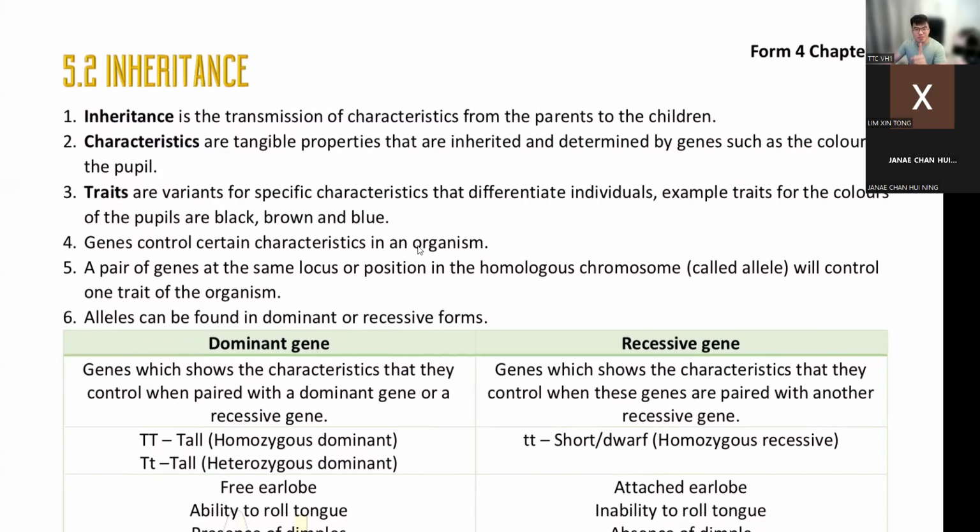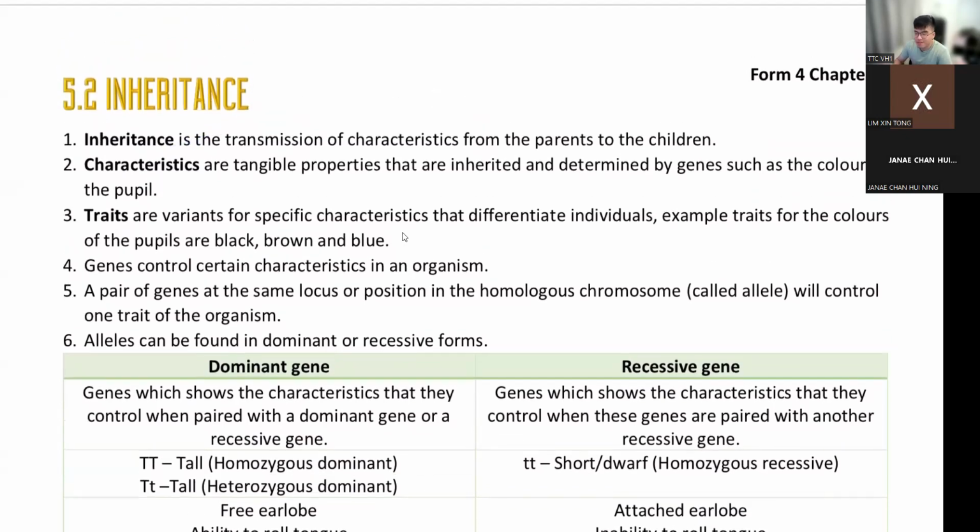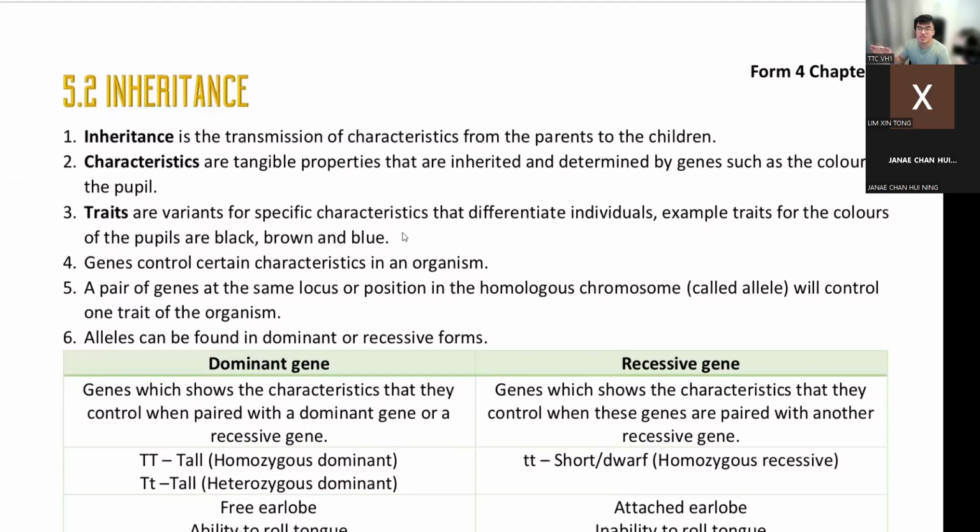Okay, let's look at 5.2. This is important. This is the most important part of this chapter. Okay, so let's learn something useful today. We have like 20 minutes. Let's learn inheritance. What is inheritance? This is where we enter the main point. Inheritance in Mandarin is what we call 遗传. Inheritance is when your parents pass something to you, right? If your dad is very tall, he passed that gene to you, making you very tall. That is inheritance. So inheritance is the transmission of characteristics from the parents to the children.